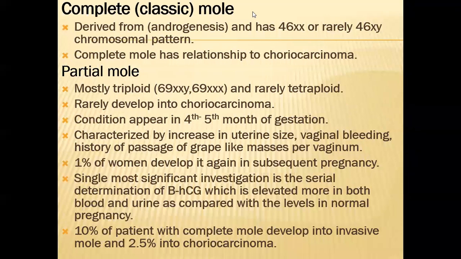Most of the time the condition appears in the 4th to 5th month of gestation. Common features are characterized by increase in uterine size, vaginal bleeding, history of passage of grape-like masses per vaginum. As you see in the picture, the uterus is filled with this grape-like structure. So this leads not only to vaginal bleeding, but also the grape-like structure is passing through the vagina.